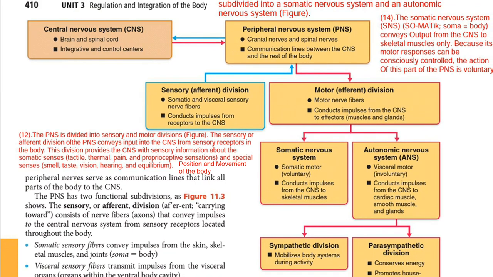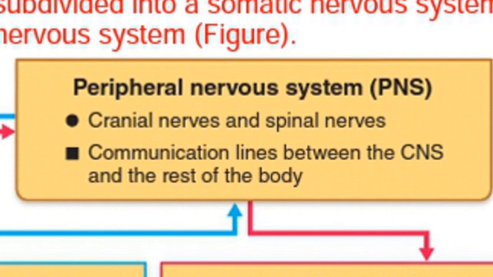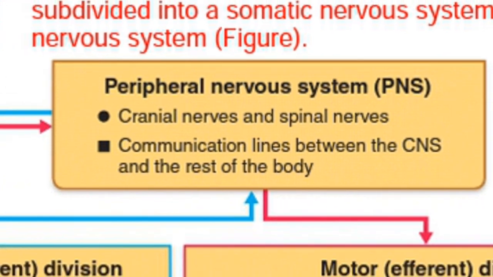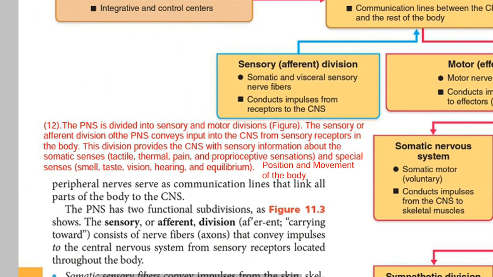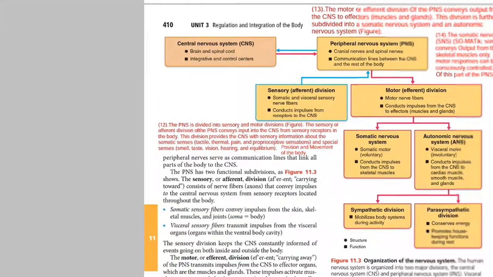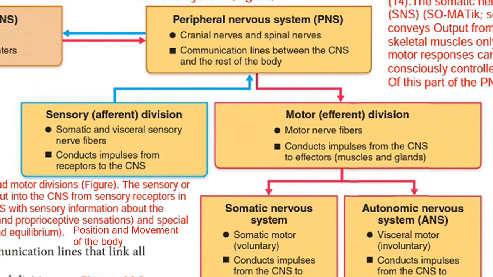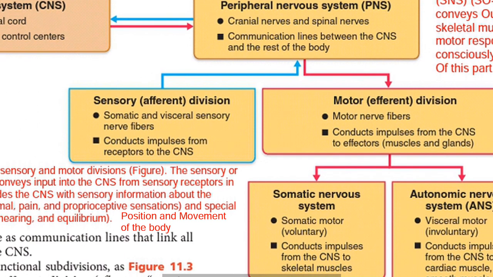Now let's discuss the PNS. The full form of PNS is Peripheral Nervous System. Now this PNS is divided into sensory and motor divisions. For example, here in the chart you see on the left hand side the sensory (afferent) division is shown, and on the right hand side the motor or efferent division is shown. So the PNS is divided into the sensory division and the motor division. Okay.